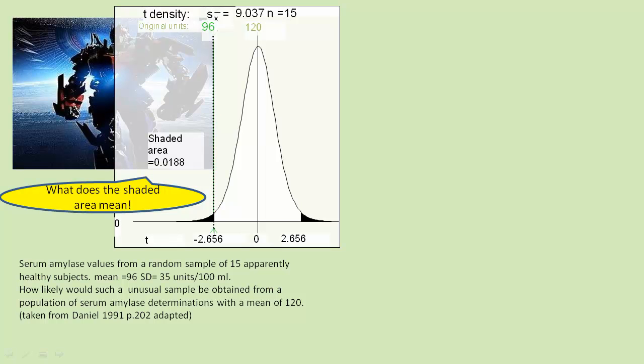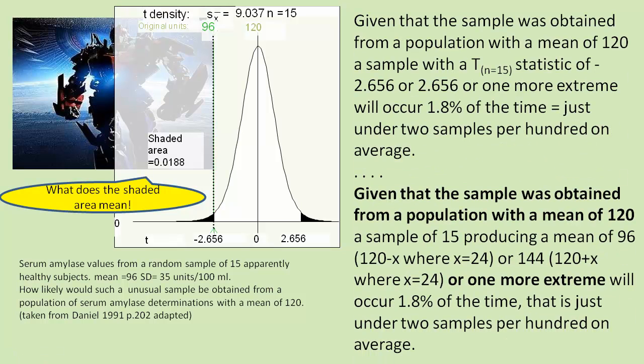So we can say, given that the sample was obtained from a population with a mean of 120, a sample with a t-statistic value of less than minus 2.6 or greater than 2.6, in other words, one more extreme than that value, will occur 1.8% of the time, which is just under 2 samples per 100 on average.